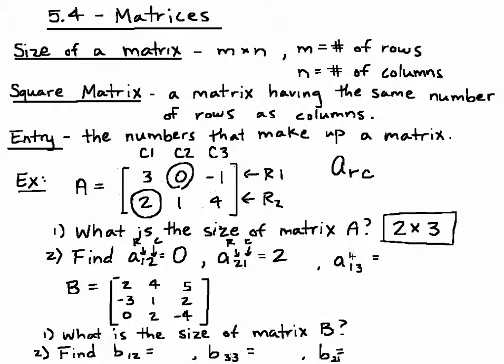And then A13 tells us that we're in the first row and in the third column. So this gives us the entry negative 1.